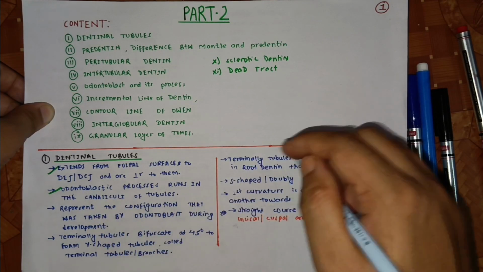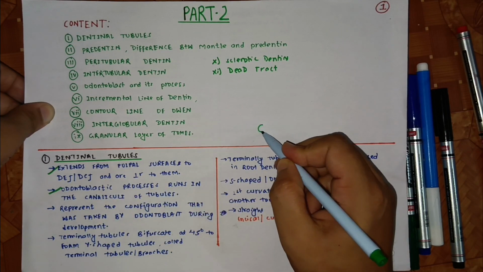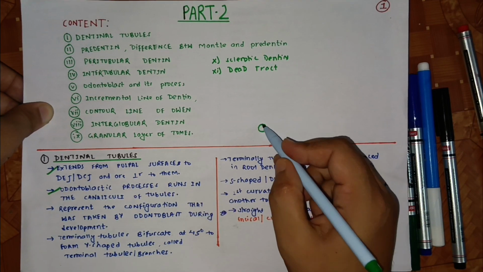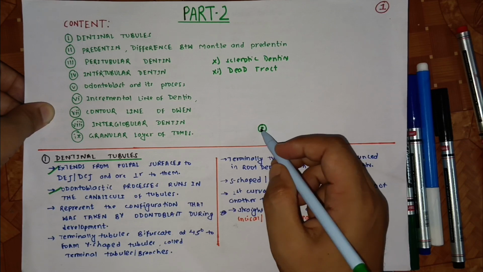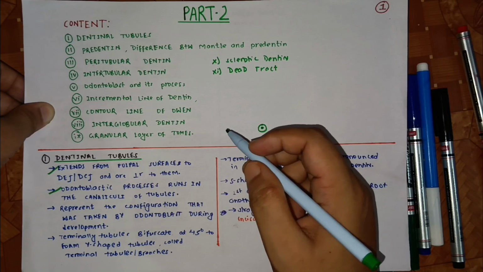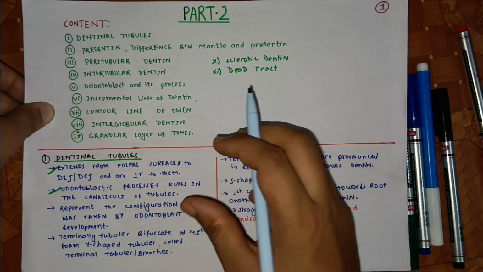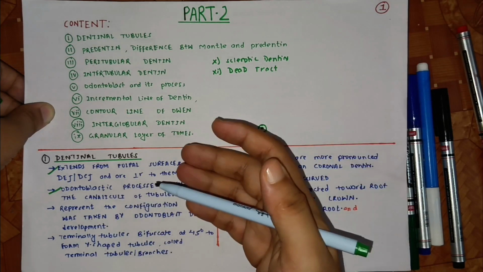There is a lumen in this tubule, and in that lumen is the odontoblastic process. So this is a dentinal tubule, and in its lumen there is the odontoblastic process. As I have discussed earlier, the odontoblastic process is derived from the odontoblast, and the odontoblast is present in the pulp, so just watch that video too.